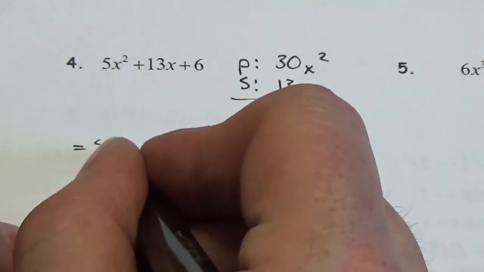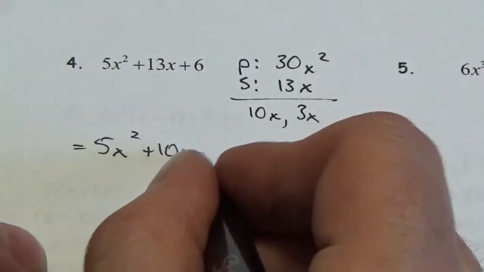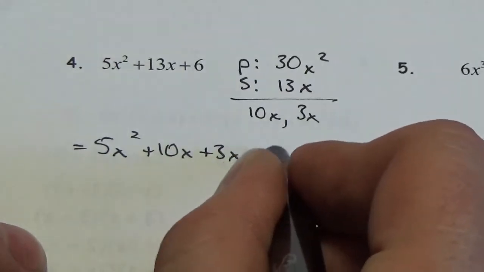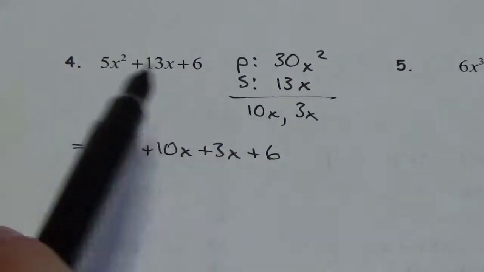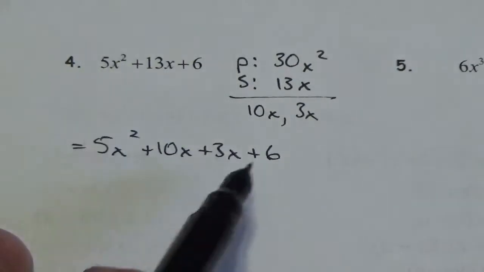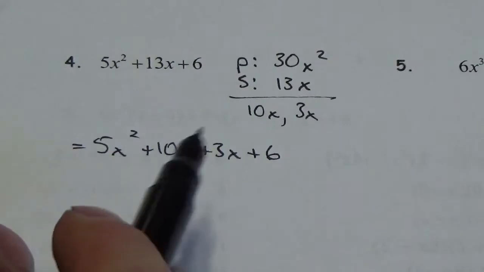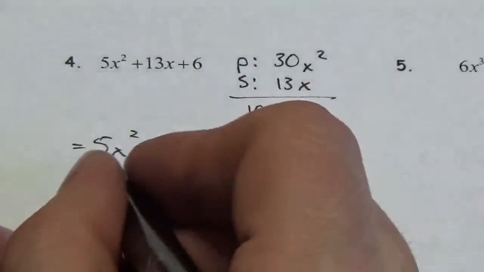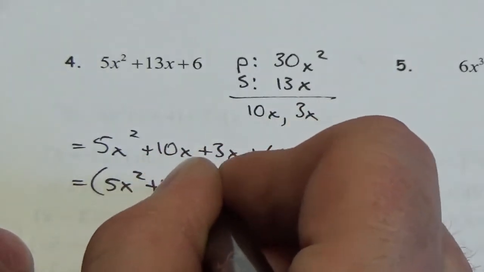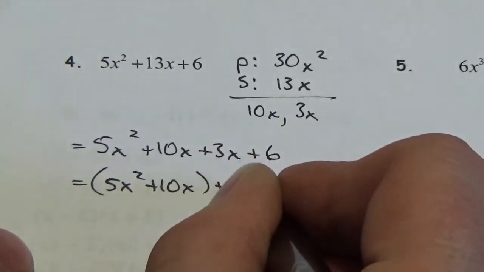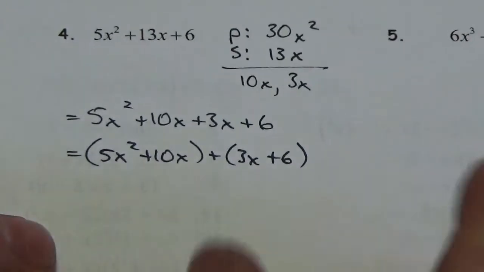So now I'm going to replace that middle term with 10x plus 3x plus 6. So what have I done to the original expression? Nothing, because 10x and 3x is 13x. I've basically just split that up a little bit. And now I'm going to use grouping. I feel comfortable with grouping because we did that earlier, and I was expected to know how to do grouping.